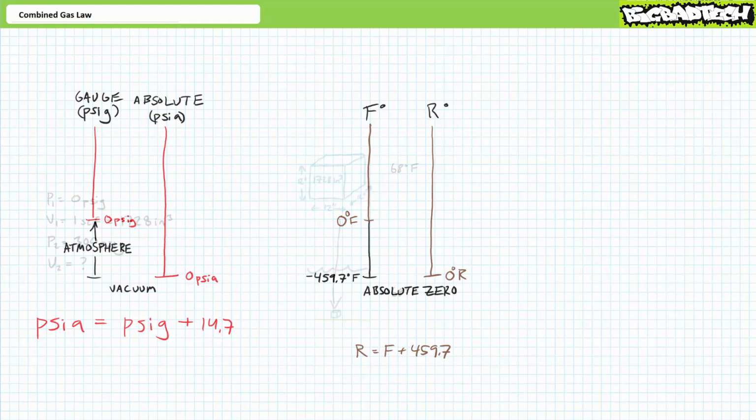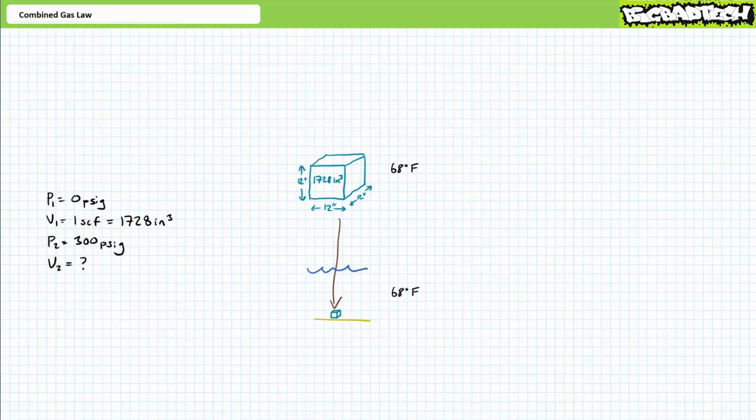Allow me to demonstrate. Consider a scenario where 1 standard cubic foot, or 1,728 cubic inches of air at 68 degrees Fahrenheit in sea level pressure conditions, is plunged to the depths of an ocean, also at 68 degrees Fahrenheit. Let's say the weight of the water overhead exerts 300 psi of pressure. In this scenario, temperature is being held constant. We know the pressure and the volume of the initial state and the pressure in the new condition. Let's see if we can calculate the volume in the new condition.